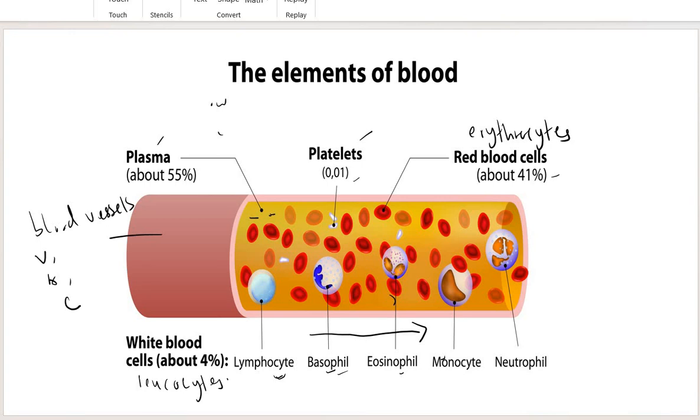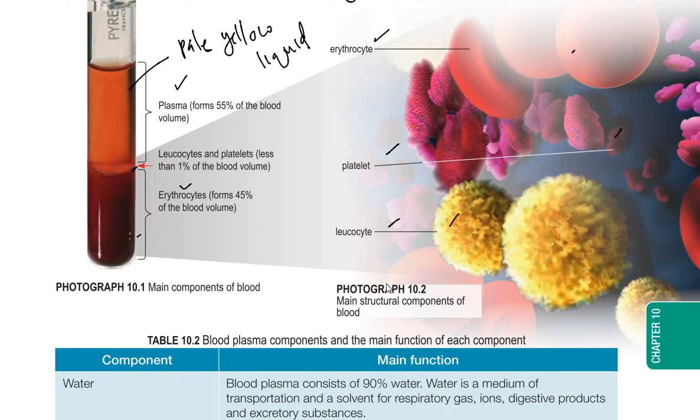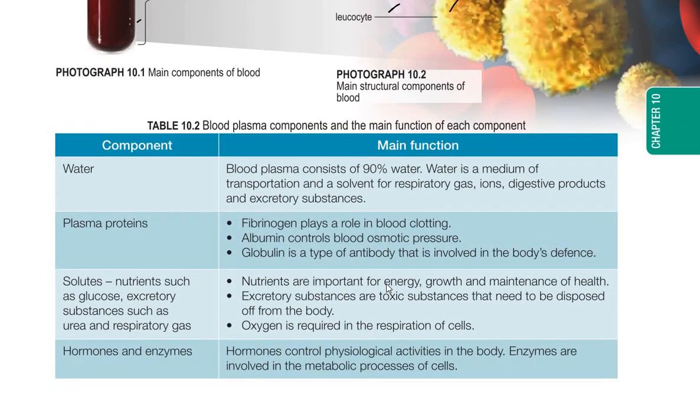Okay, so let's move on here. Okay, now move on to the first component, that is blood plasma. So before this in Form 3, you just learned that blood plasma consists of dissolved substances. But now you have to know what are the dissolved substances, what are inside the blood plasma. Okay, the first component of blood plasma is water. So blood plasma consists of 90% water.